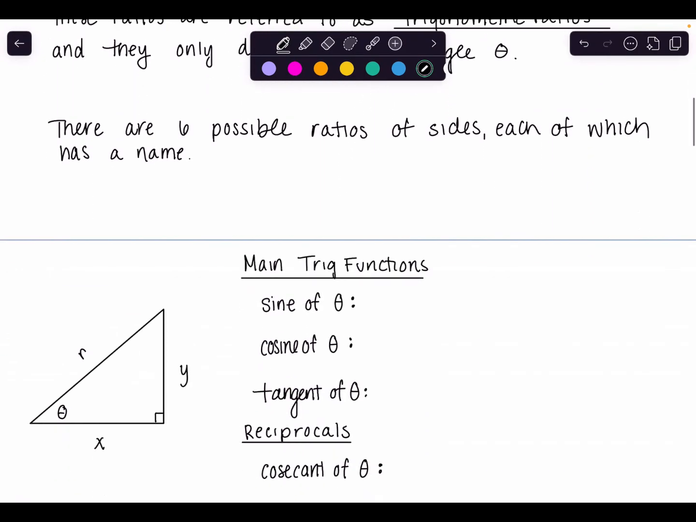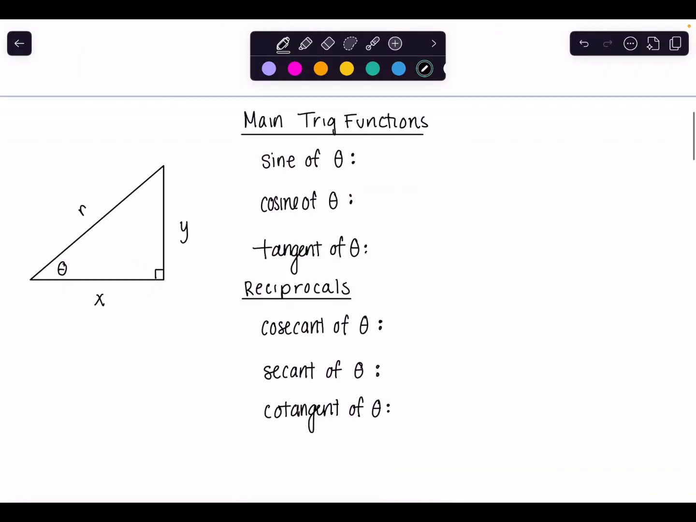So I'm going to look at a triangle. We've got main trig functions, and then we've got reciprocals. We have sides x and y, because really what happens is we're going to put these on an xy axis. So x is going to be this part, y is going to be this part. R is our hypotenuse. And this one angle defines the entire triangle.